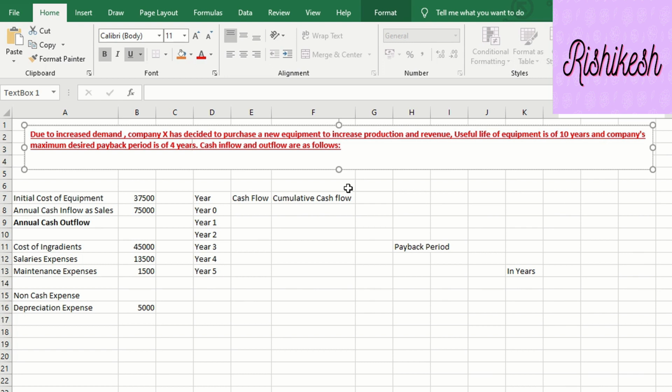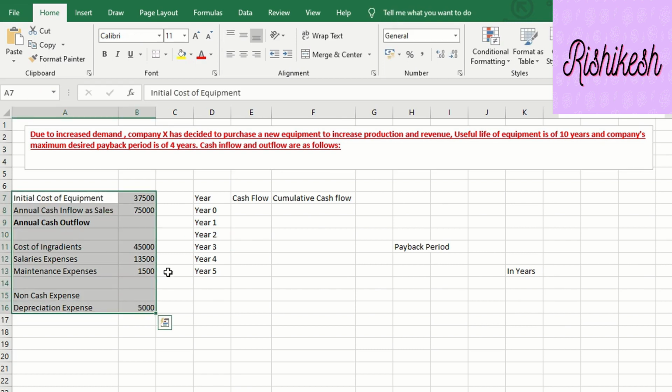Cash inflow and outflow are as follows. So if you see here, this is the data that has been given to us, right? In this case, the initial cost of equipment, that is, the amount of money which the company invested to buy that equipment, is 37,500 rupees. And then annually you have got some cash inflow coming as sales, and that is equal to 75,000. But then annually there are some expenses as well, which will be considered as cash outflow.